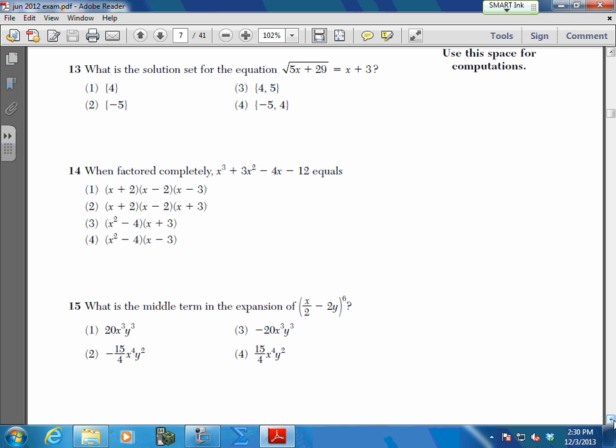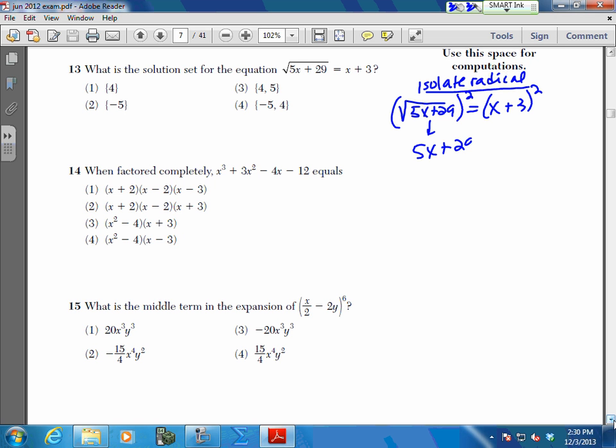Number 13, this gives us a radical, which we've seen in other regions as well. Remember to isolate your radical. This is key. And in this case, it is isolated. It's all by itself. And to undo your radical, you're going to square both sides. Radical pops out. And this, don't forget to multiply this out. There's no shortcut to this. So this is x squared plus 6x plus 9.